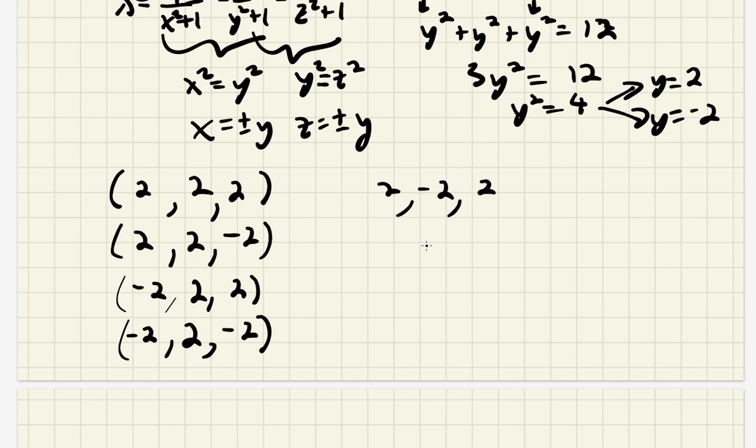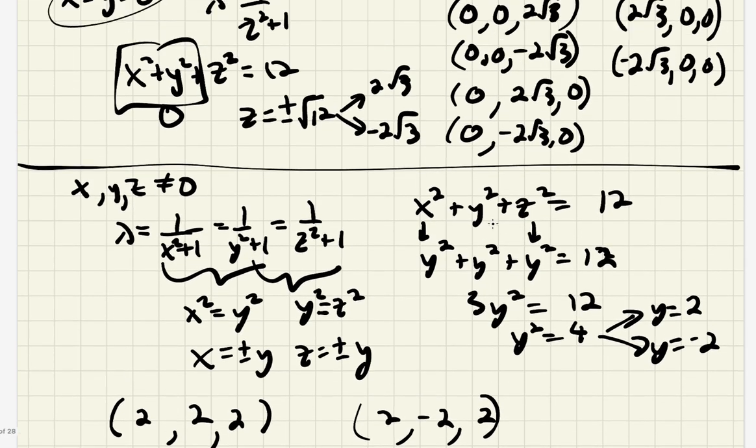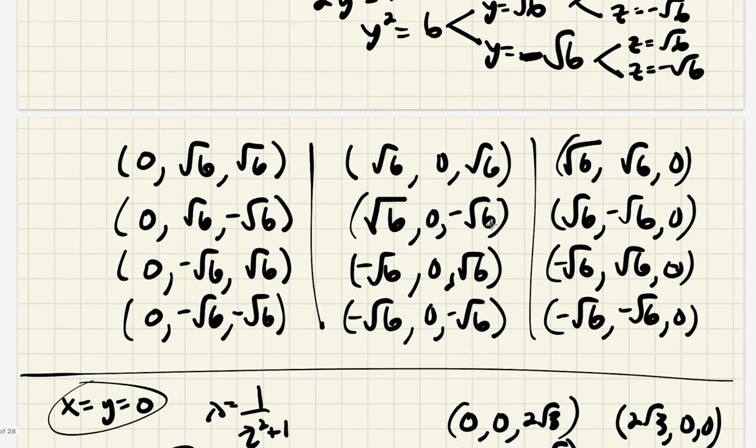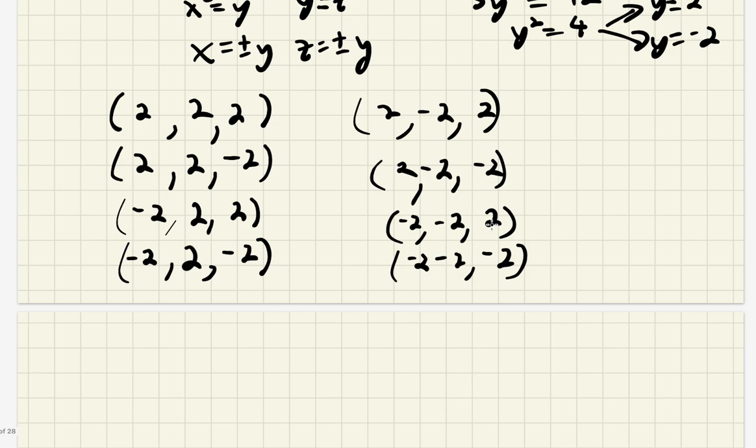2 and 2, negative 2 and 2, 2 and negative 2, negative 2, negative 2. All right. Wow. 8 points here, 6 points here, that's 14, and then 12 points there. What? 26 points coming out of Lagrange. That's insane. But that's okay.